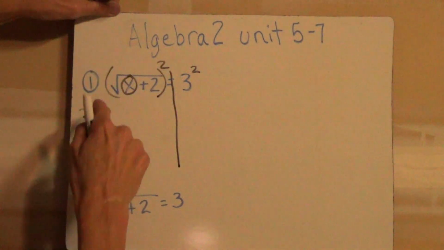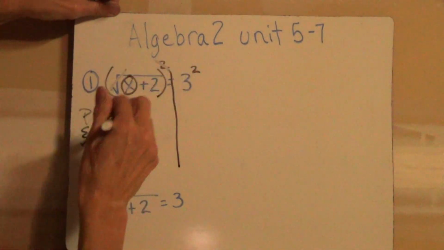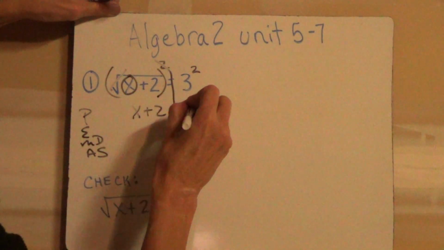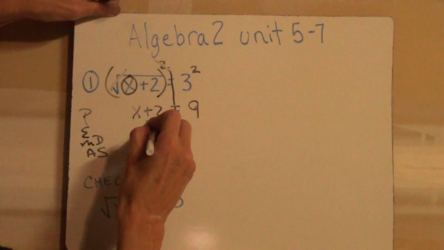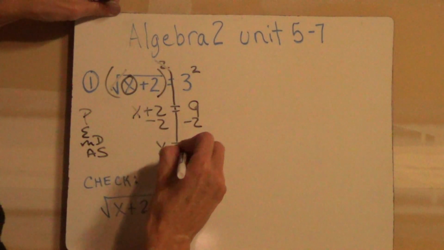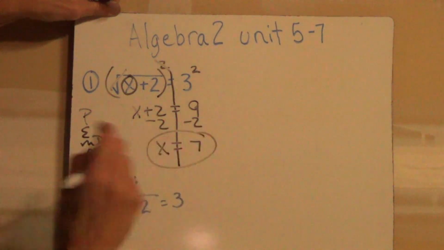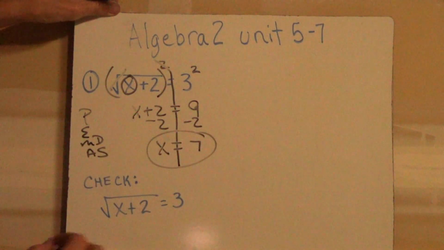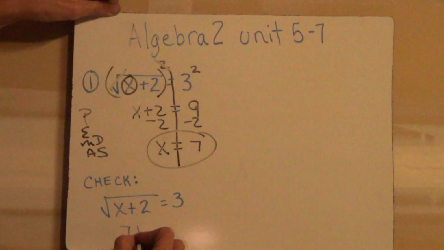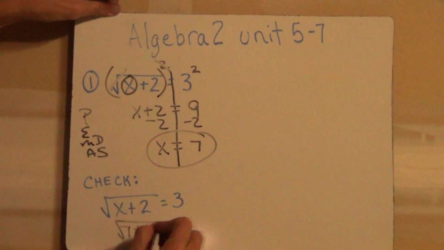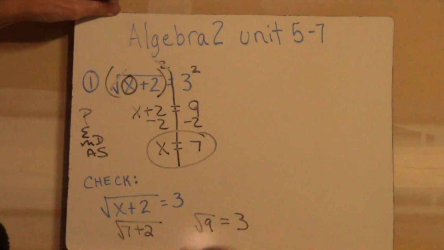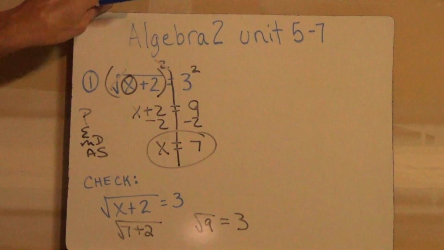So squaring a square root, we'll cancel it, and we end up with x plus 2 equals 9. Subtract 2 from each side, and we have x equals 7. Now, always, always, always check these. So we plug 7 in. 7 plus 2 would be the square root of 9, which does equal 3. Okay?